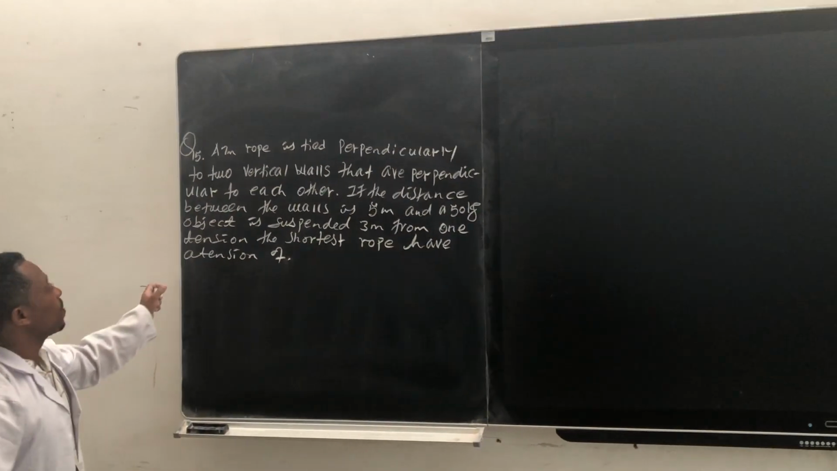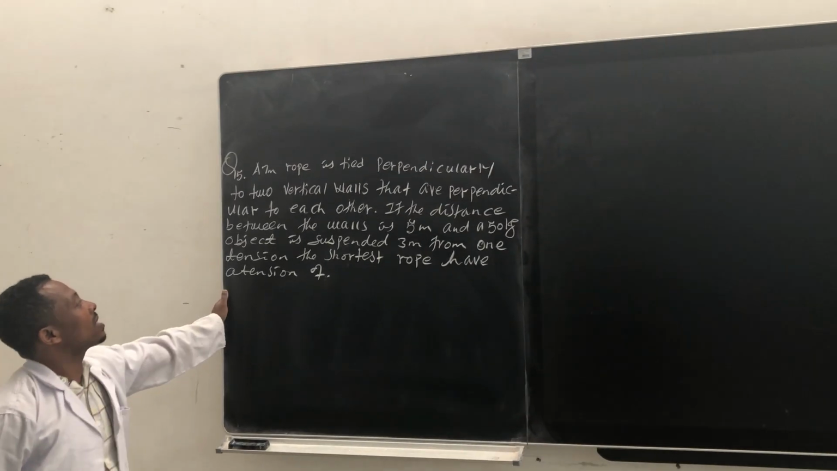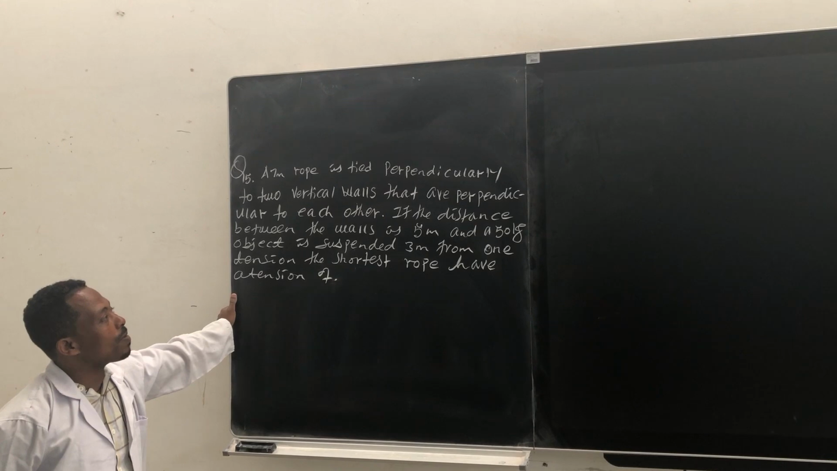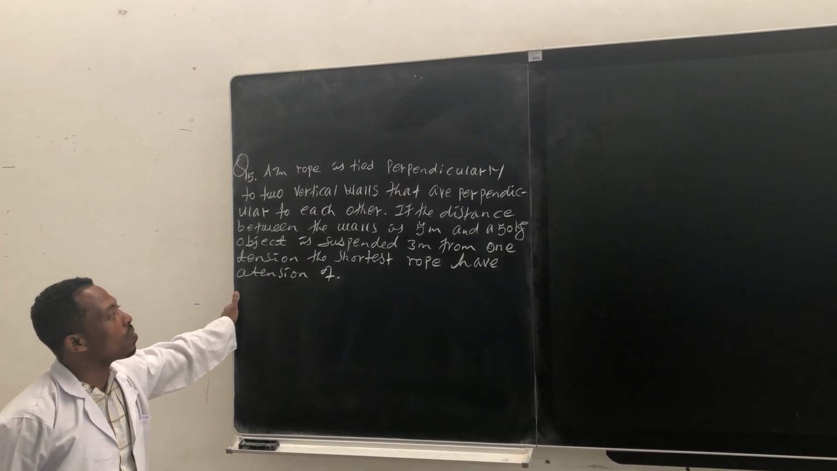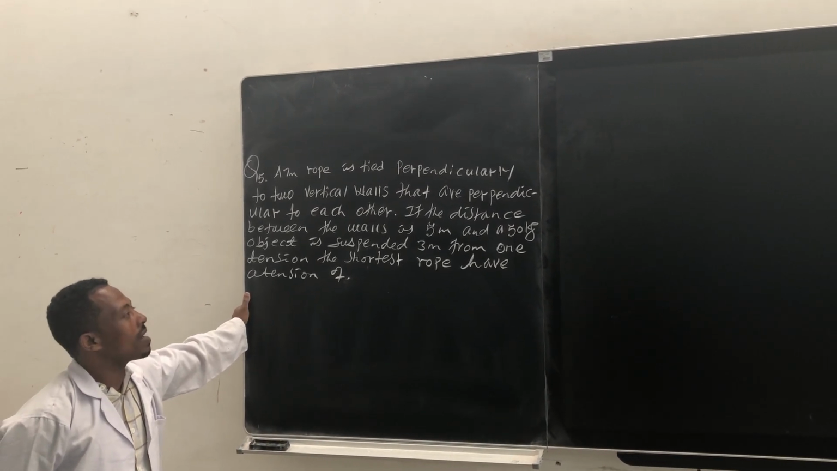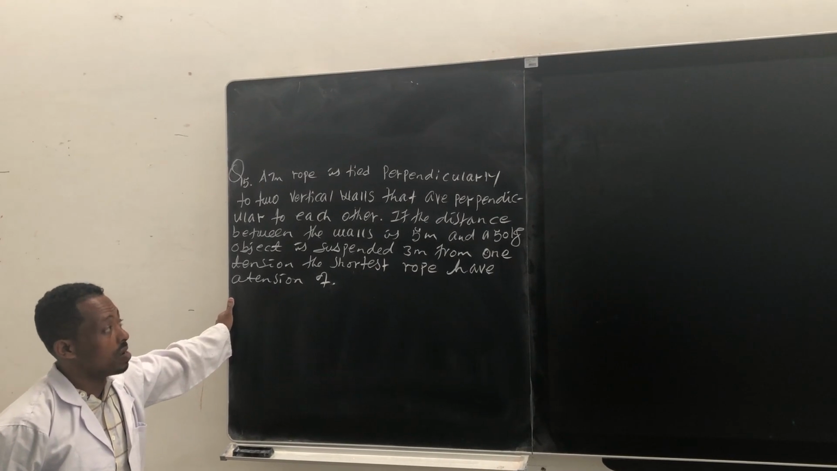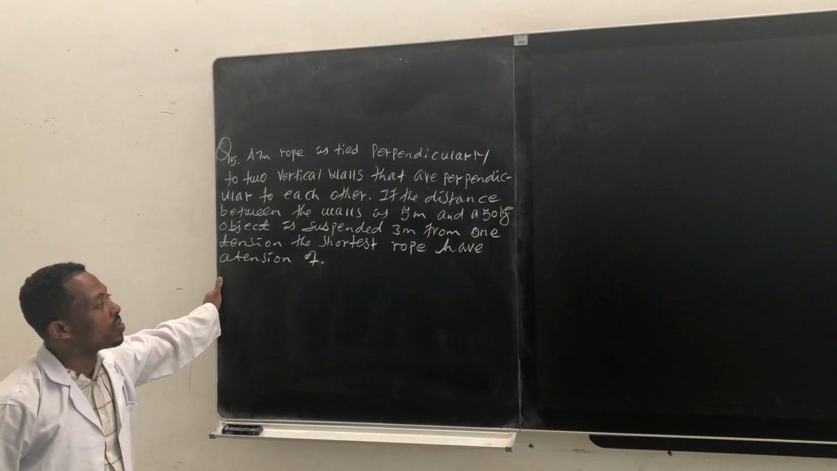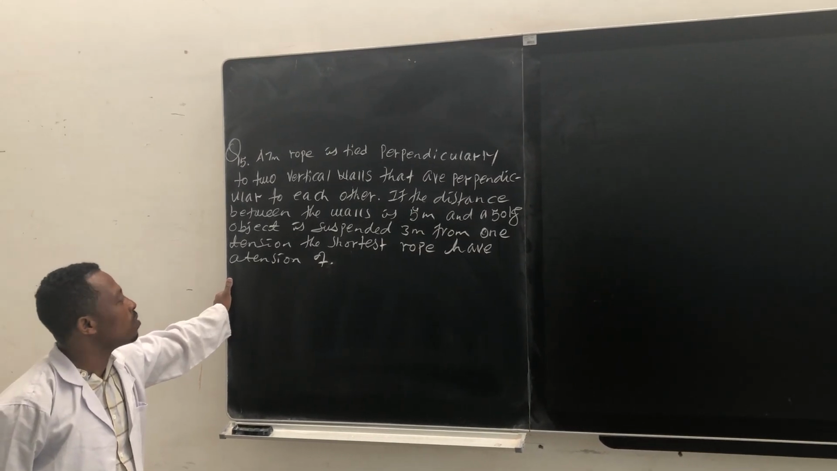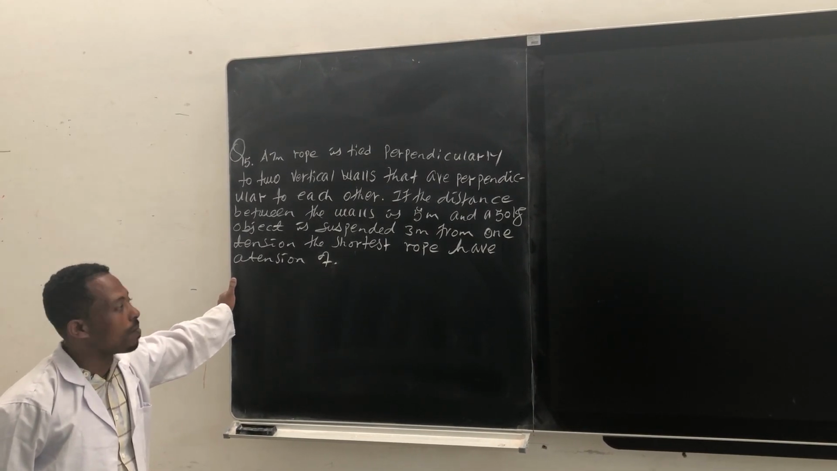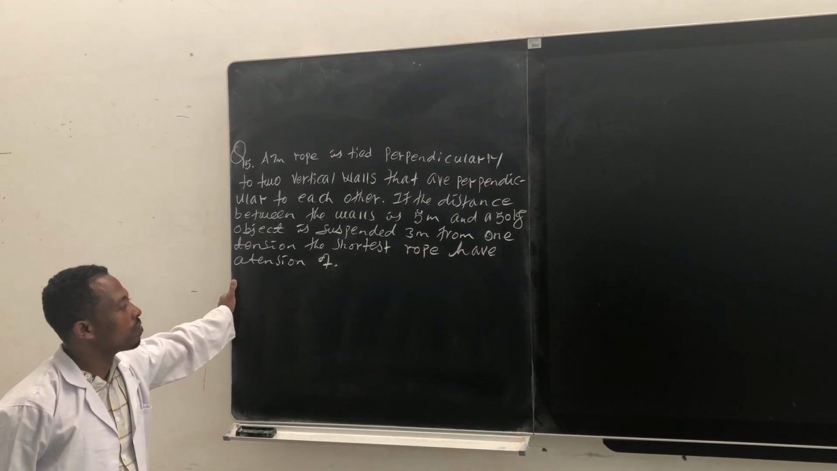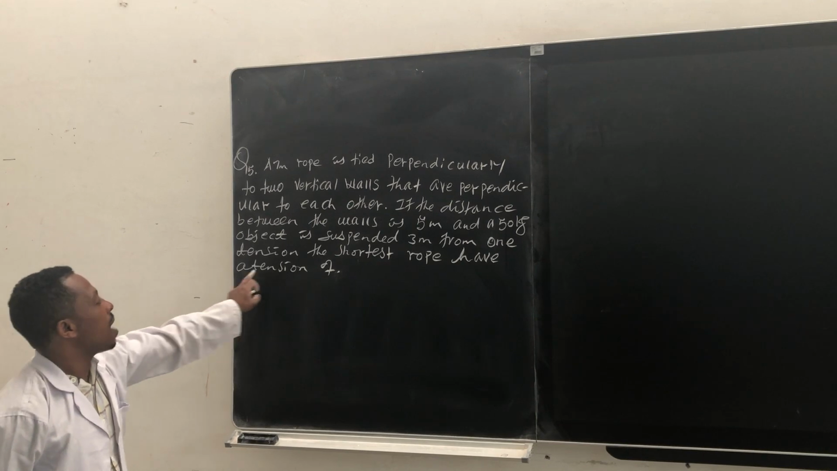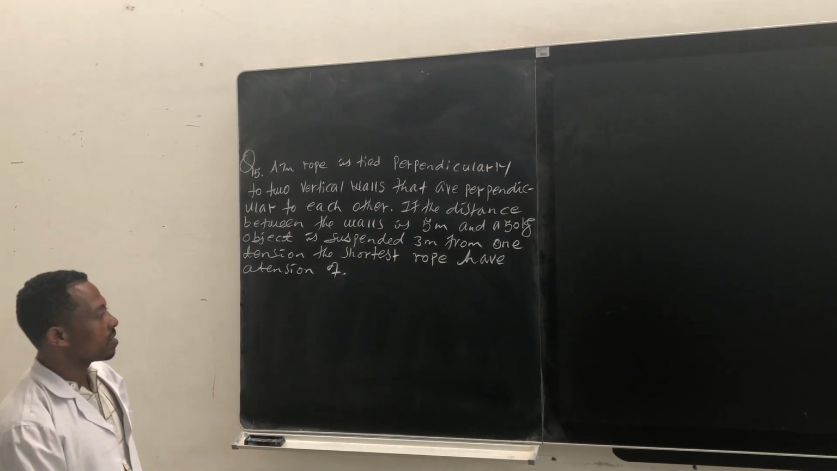Good. What does it say? It says a 7-meter rope is tied perpendicularly to two vertical walls that are perpendicular to each other. If the distance between the walls is 5 meters and a 50 kilogram object is suspended 3 meters from one wall, the rope has a tension of, it says.